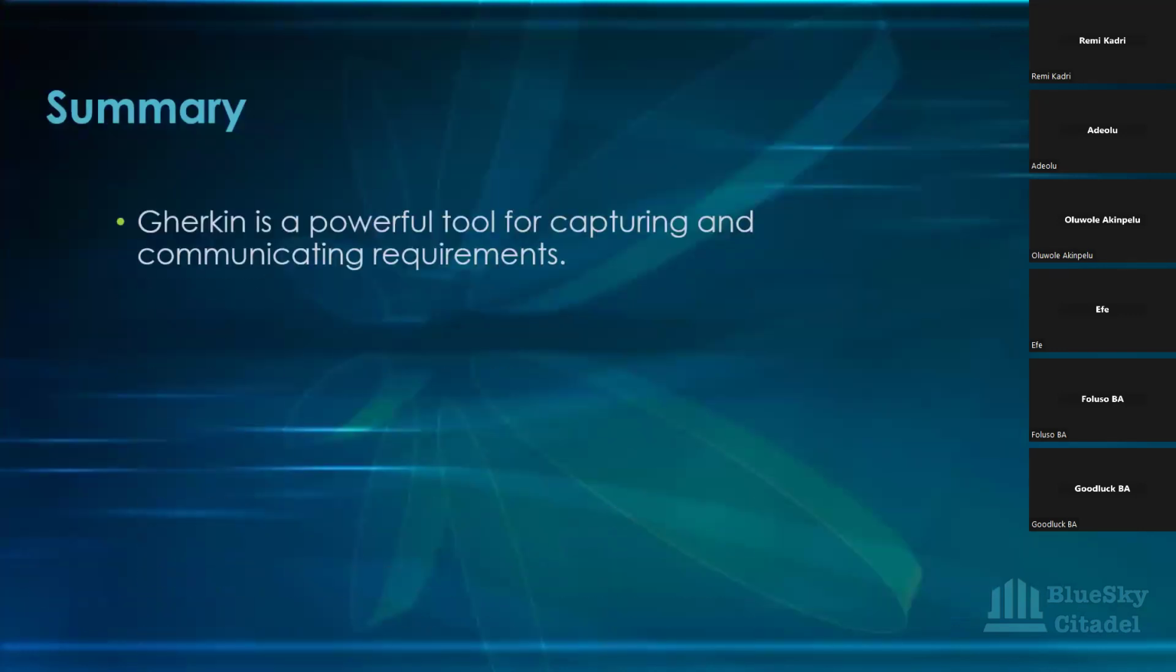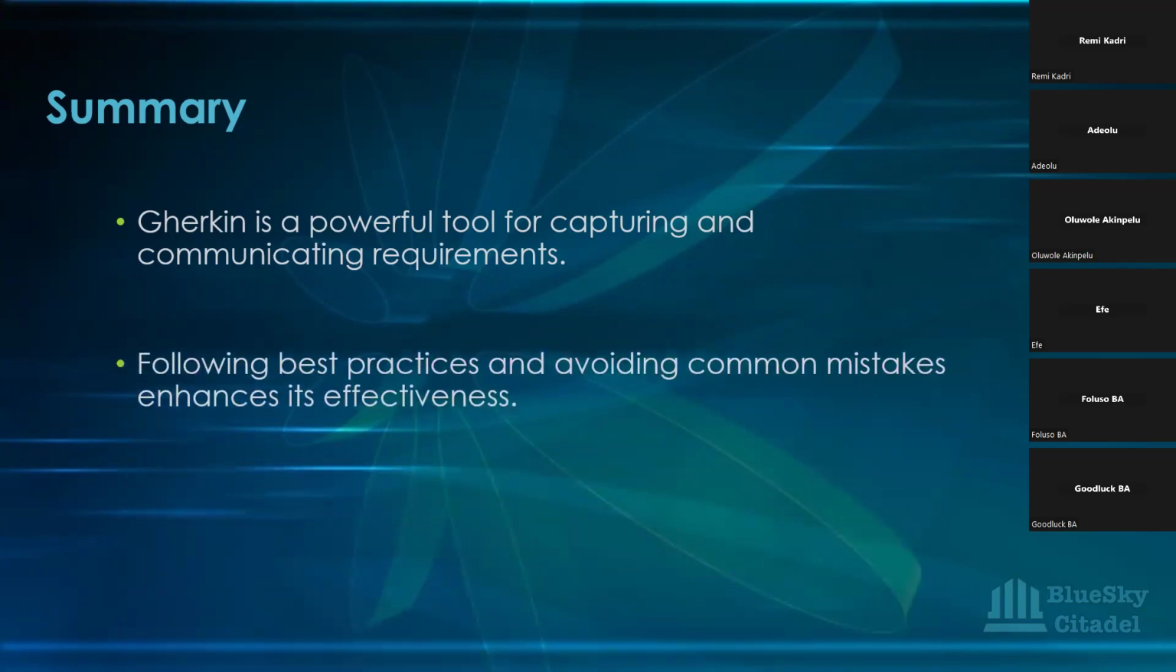So in summary, Gherkin is a powerful tool for capturing and communicating your software requirements. To maximize its effectiveness, it's essential that you follow best practice. Remember those best practices that I shared with you guys earlier. You need to follow best practice and avoid common mistakes. Obviously Gherkin captures and communicates requirements. It helps you to have a structured format of writing your user stories. It enhances collaboration. It also helps testers with their automation testing and all of that. So while you're writing your Gherkin, follow best practice as much as possible and avoid common mistakes so that you can enhance its effectiveness.